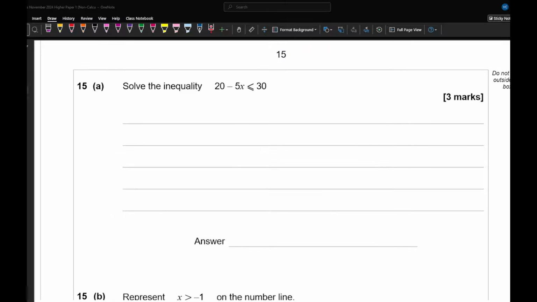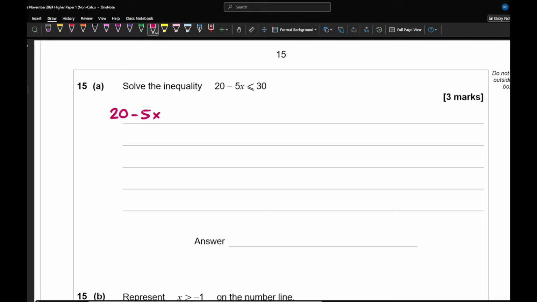Now, moving on to question 15a, it says solve the inequality 20 minus 5x is less than or equal to 30. Now, there's two ways in which you can do this. I'll do this one way. So here we've got 20 minus 5x is less than or equal to 30. If we take away 20 from both sides, we end up with minus 5x is less than or equal to 10. Now, one of the rules of inequalities is that if you multiply or divide by a negative number, you have to reverse the sign of the inequality.